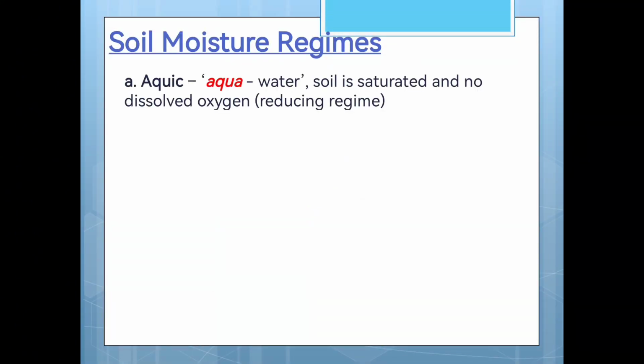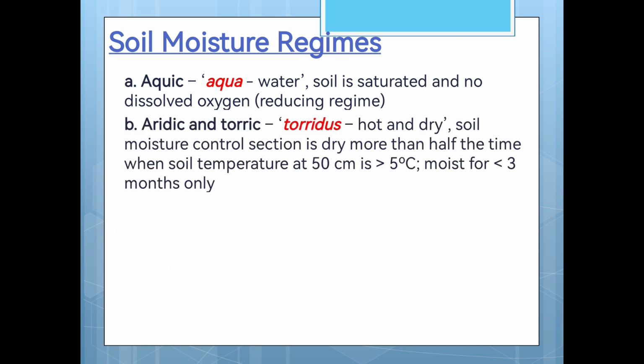These are the different soil moisture regimes. Number 1 is aquic. When we say aquic, that's coming from aqua, water. It means that the soil is saturated and has no dissolved oxygen. So it's a reduced regime. That is aquic. Saturated siya ng tubig. Second is aridic and torric.